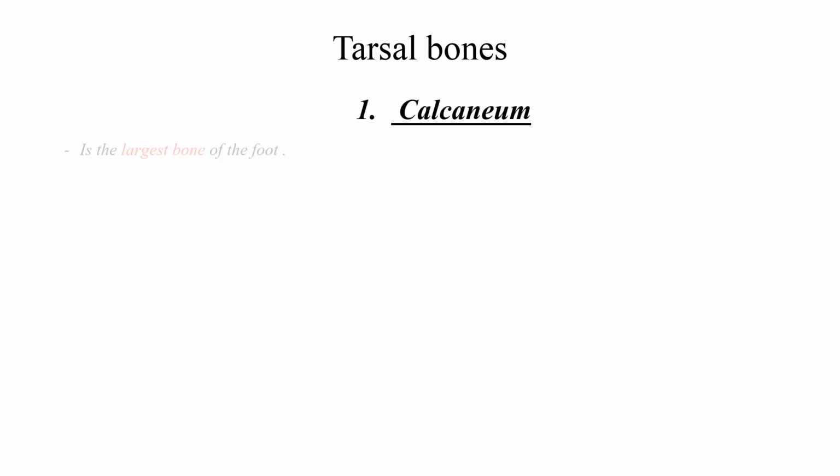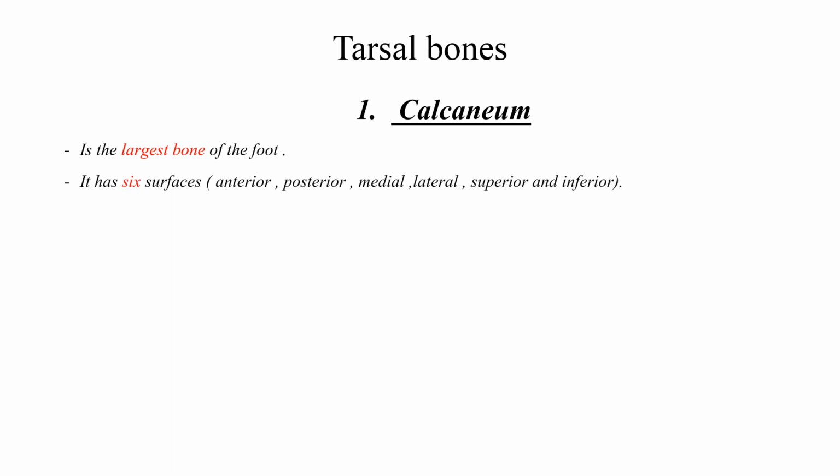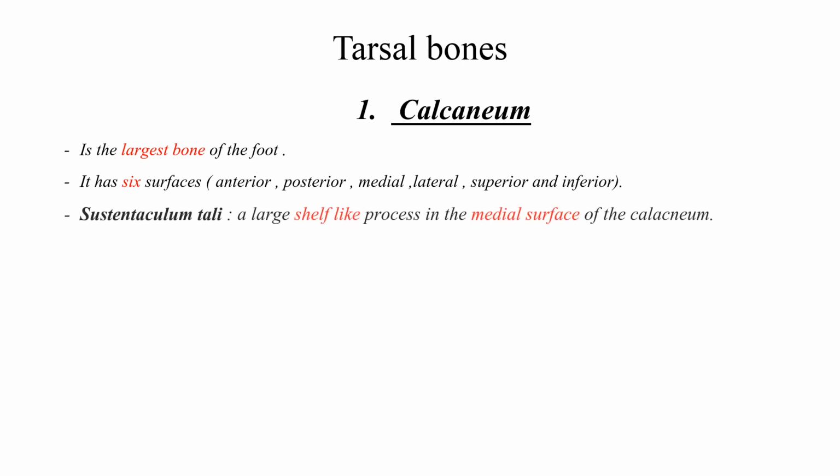The calcaneum, it is the largest bone of the foot. It has 6 surfaces, anterior and posterior surfaces, medial and lateral surfaces, in addition to superior and inferior surfaces. In the medial surface of the calcaneum, there is a shelf-like process. We call it sustentaculum tali. It is a large shelf-like process. The sustentaculum tali supports the head of the talus.